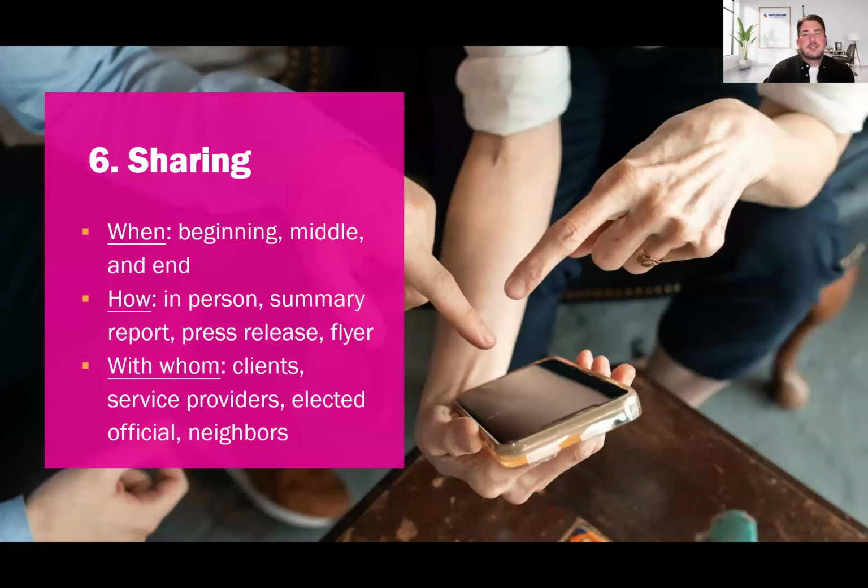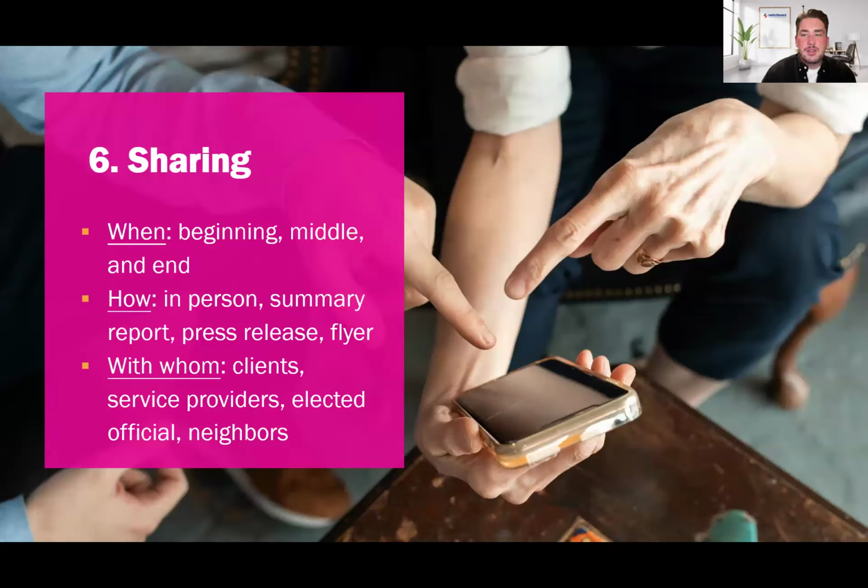Moving on to the sixth stage, sharing. You'll want to think about when to share. Sometimes at the beginning to build buy-in, sometimes in the middle to get feedback, and definitely at the end so that the community can use the results.